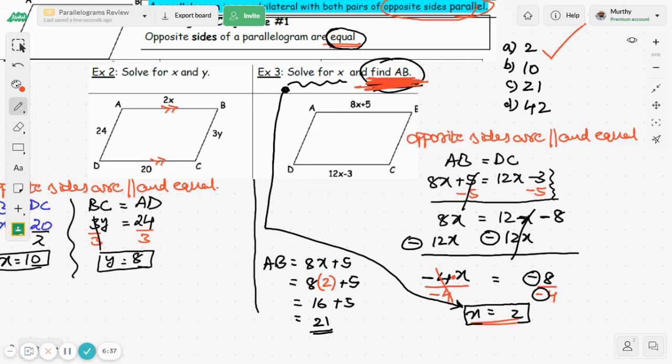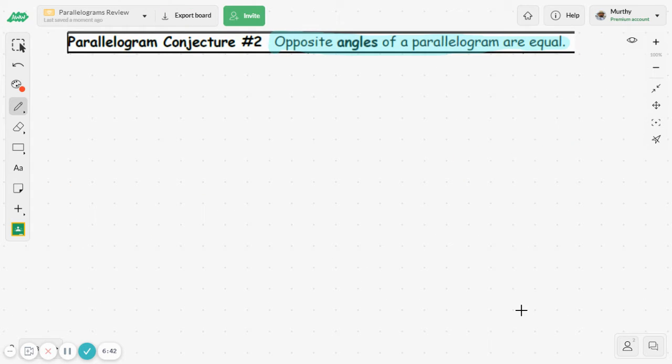Okay, now let's go to the next page. The next property is, in a parallelogram, opposite angles are equal. In fact, if you take a parallelogram, a rectangle, a square, a rhombus, the majority of the properties are the same as the parallelogram. So let's quickly take a couple of questions on this point.